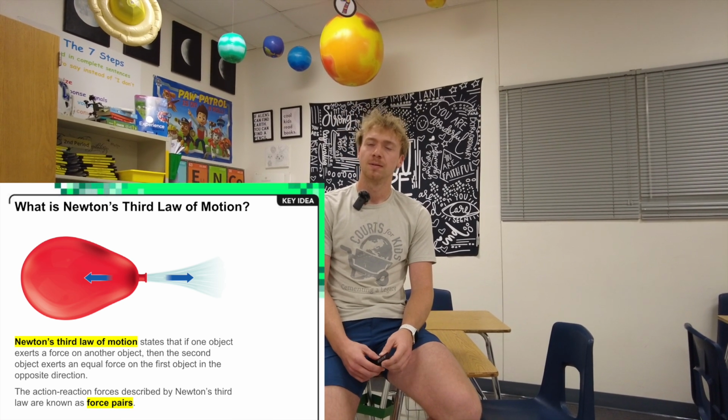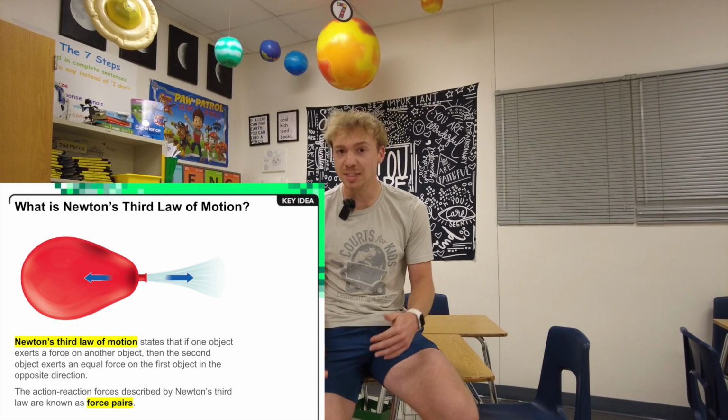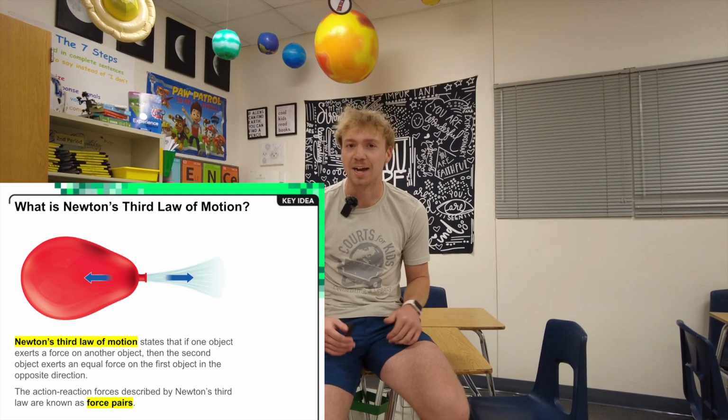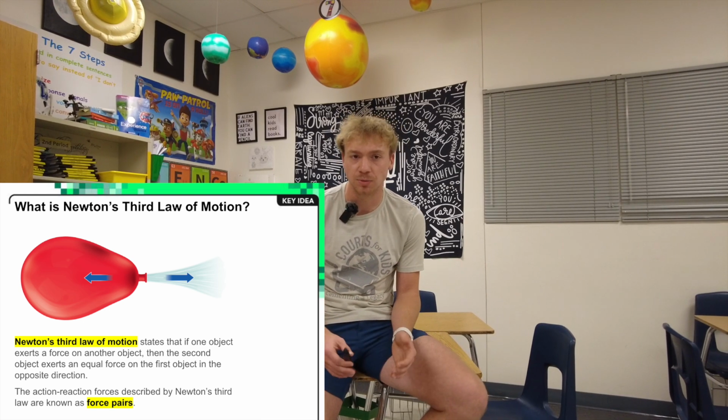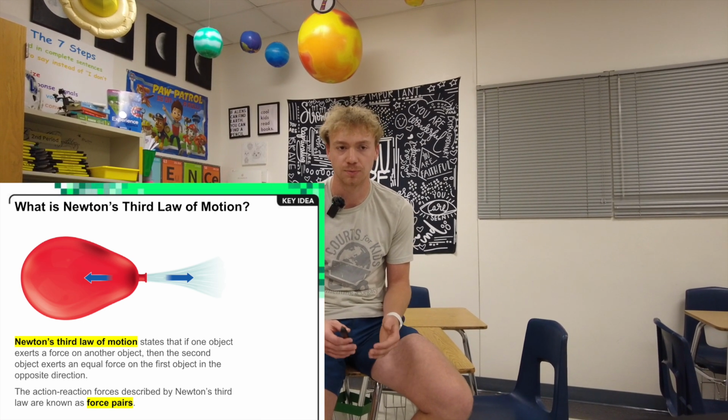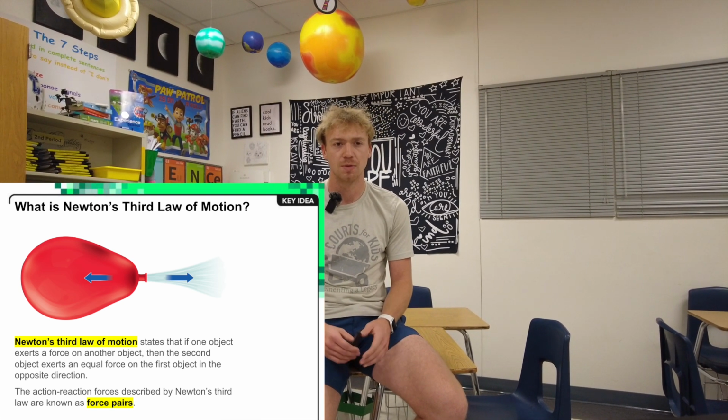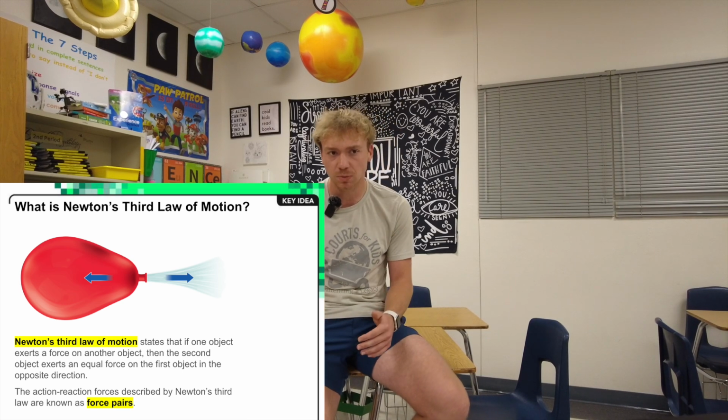That's a lot, I guess. For every action, there's an equal and opposite reaction. The action-reaction forces described by Newton's 3rd law are known as force pairs. So for every action, there's an equal and opposite reaction. If I were to kick a ball, as I kick, the ball pushes back at my foot with an equal and opposite reaction.